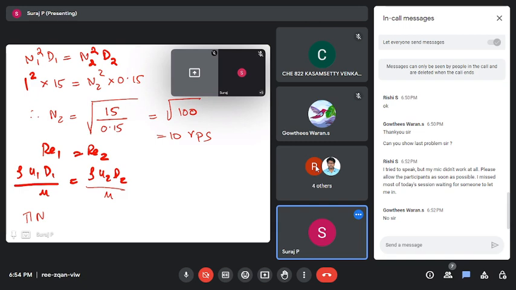So Rishi, in this question, the parameters for prototype and model are given. The dimension of the prototype is given as 15 meters diameter, and the dimension of the model is given as 1 by 100 of the prototype. That will be 0.15 meter, and the rotational speed of the prototype is given. So this is the second question. The first question is this one.